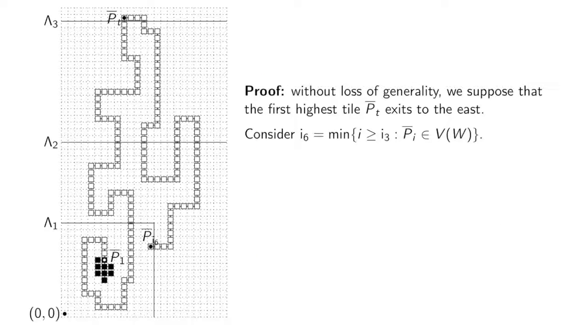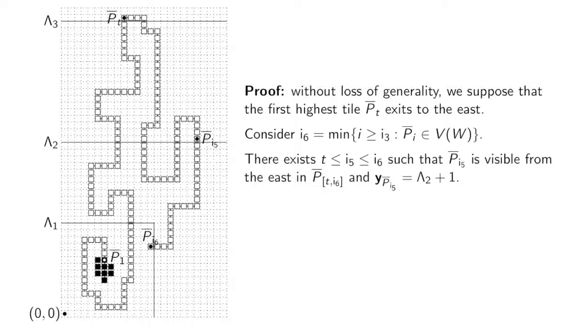Without loss of generality, we can assume that the tile PT exits to the east. Otherwise, we do a symmetry according to the y-axis and the seed and the path assembly P still are in the upper part of the plane. Now consider the first time that the path assembly P enters inside the square of width λ1 after the index I3. This index is called I6. From now on, the path assembly P is shortened at position I6. The end of the path assembly P is no more considered or drawn.